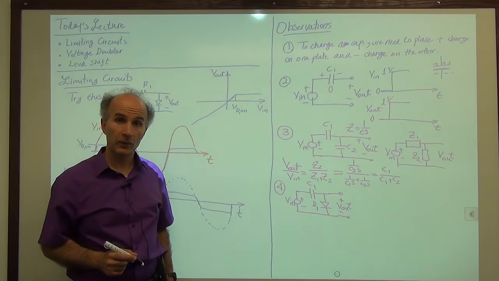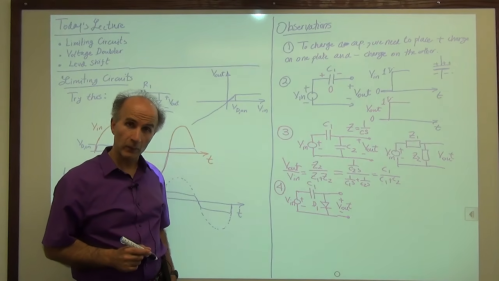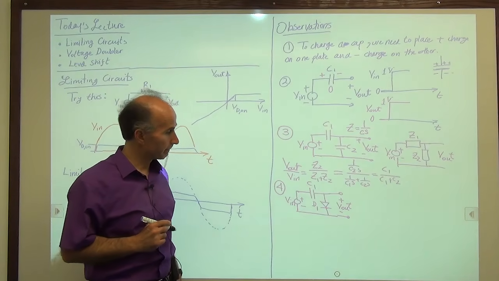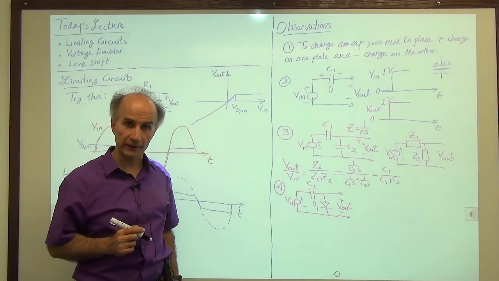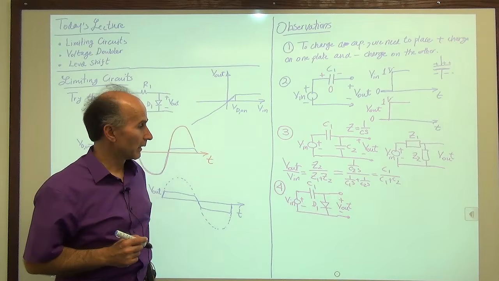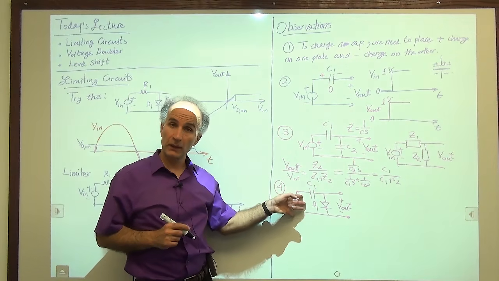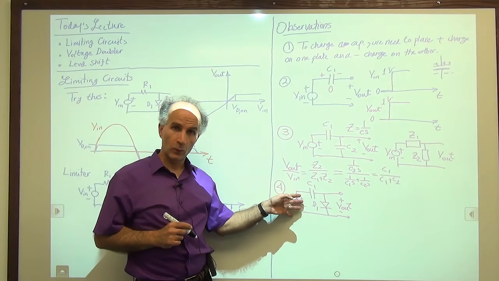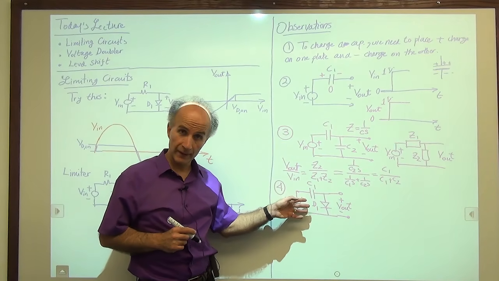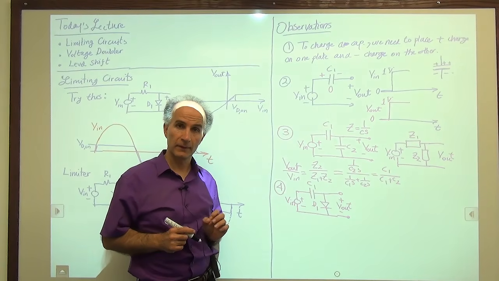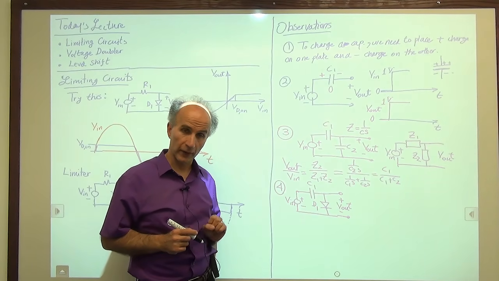So we assume that the input is a sinusoid, and we would like to see the waveform for the output. This is a fascinating circuit. Now, because the study of the voltage doubler is already complex, we will assume, for simplicity, that the diodes are just ideal diodes, the ideal model for diodes.